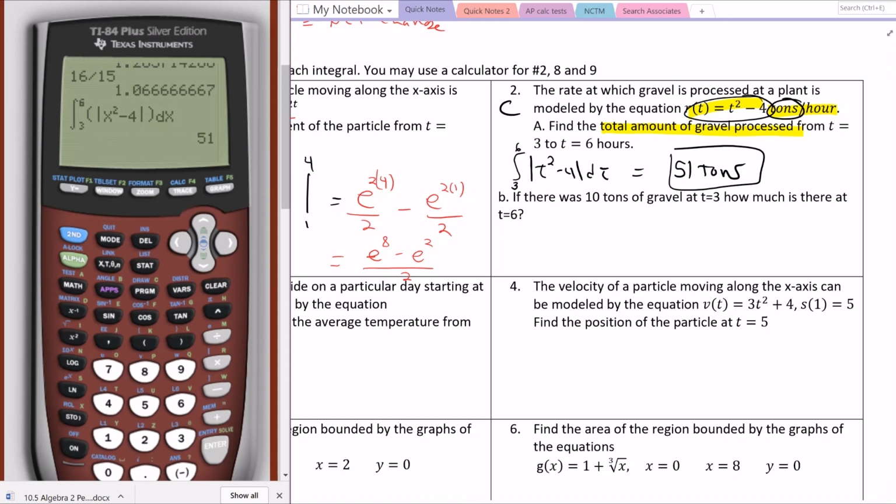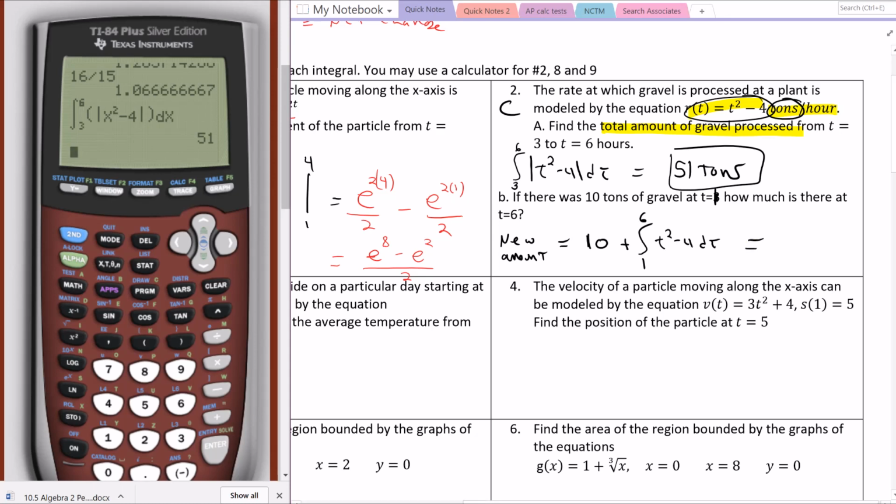If there were 10 tons of gravel, I think I'd change this one a little bit. If there were 10 tons of gravel at t equals 1, how much is there at t equals 6, right? So we want a new amount. So this is that other formula where I need the amount at t equals 1, which is this, plus the change from 1 to 6. And this one, we don't want the absolute value because we just want to know where we are afterwards, right? If we lose some and then gain some, wherever we end up is fine.